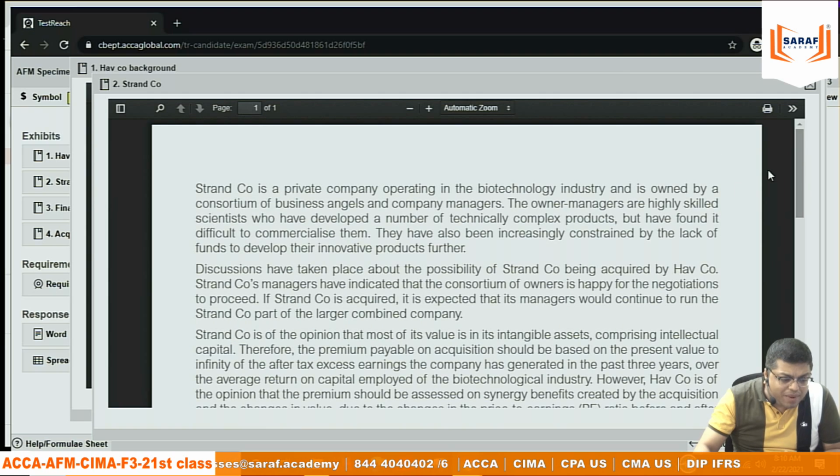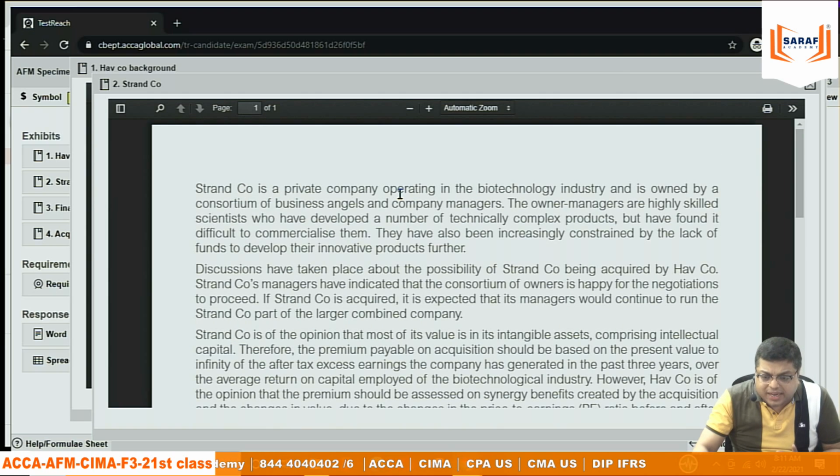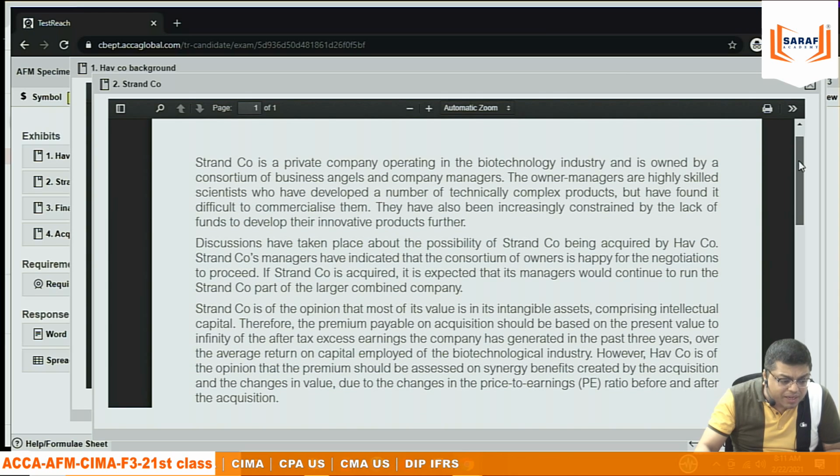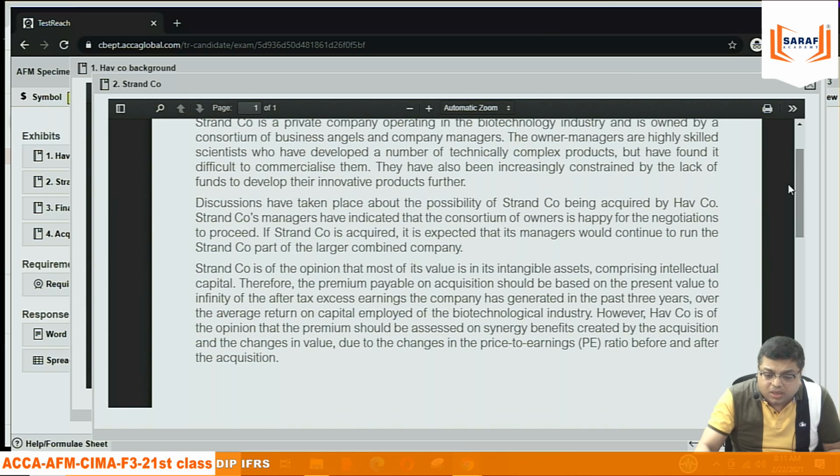So we have given a background, the first paragraph relating to synergistic benefit. The second paragraph, the management employee of the company will remain in that division which we require also. The third paragraph is focusing on what the two companies are asking, what the acquirer and the acquiree are thinking of relating to the premium they should be getting.